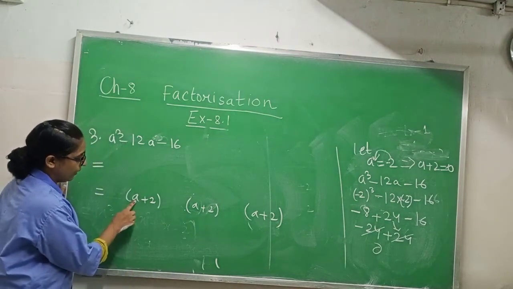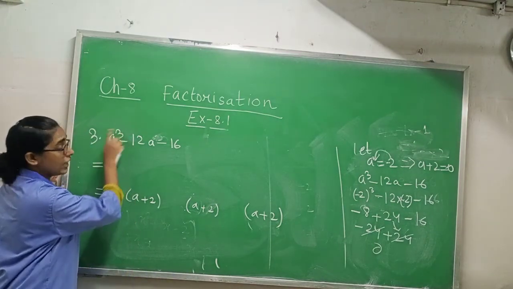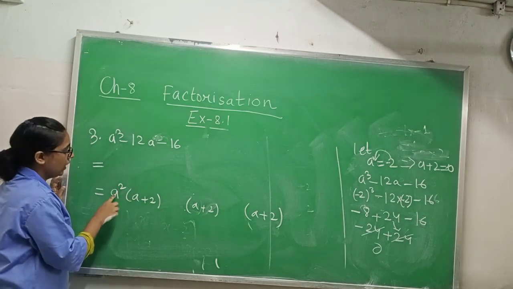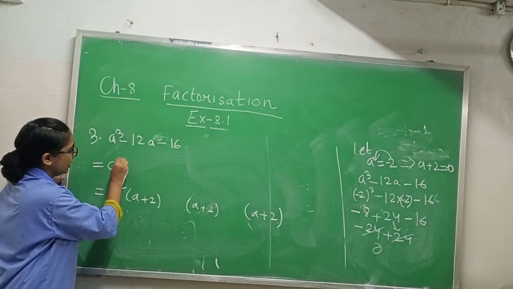Now see, here you have x, but here you have a cube. So you have to multiply with a square to make it a cube. Now a square into a cube.